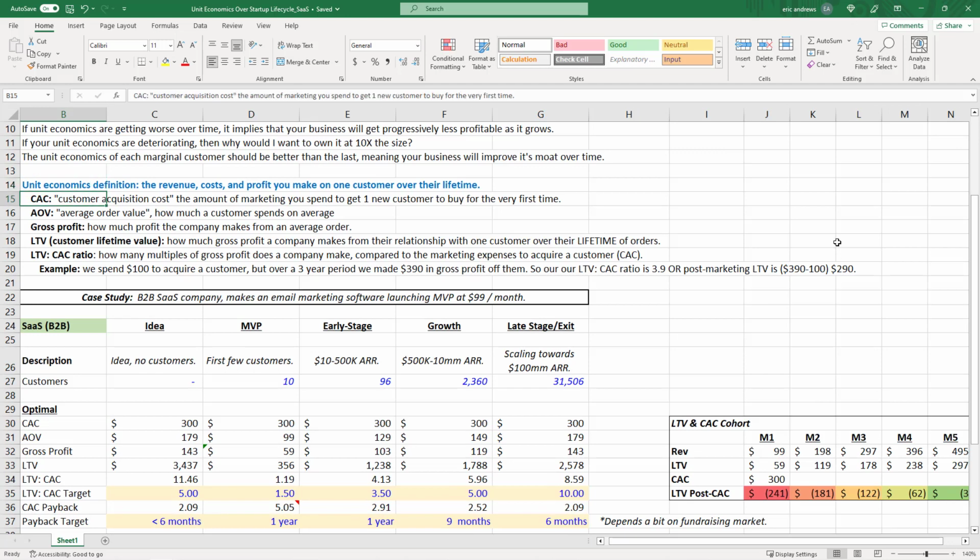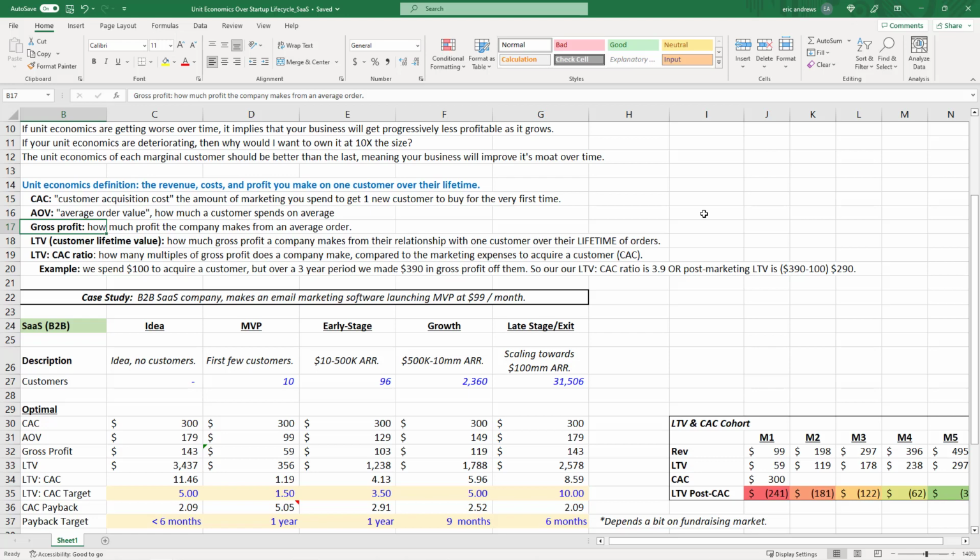So in unit economics, you have CAC, which is your customer acquisition cost. This is the amount of money you spend in marketing to get one individual customer to buy for the very first time. So if you spend $100 in marketing and that gets you one customer, or if you spend $1,000 and that gets you 10 customers, then your average customer acquisition cost would be $1,000 divided by the 10 customers, which is $100 CAC. The average order value, that is how much a customer spends on average when they buy, but then they might buy many times over their lifetime. So that's just the value of one order.